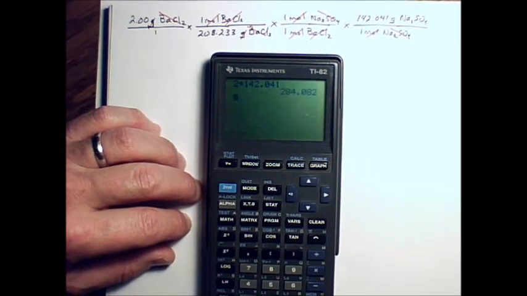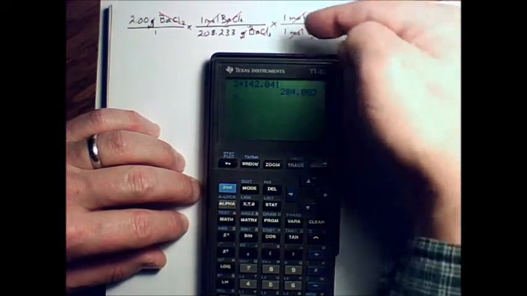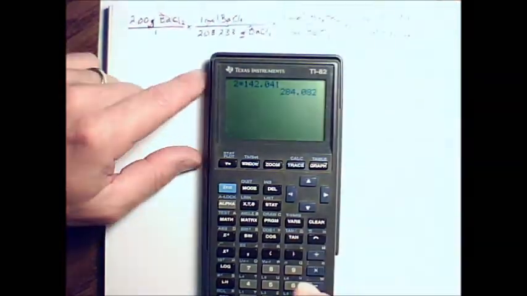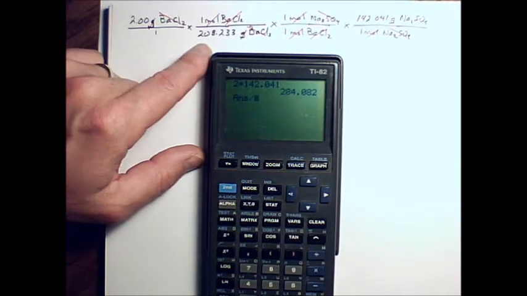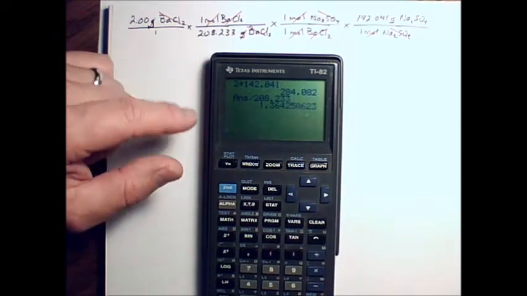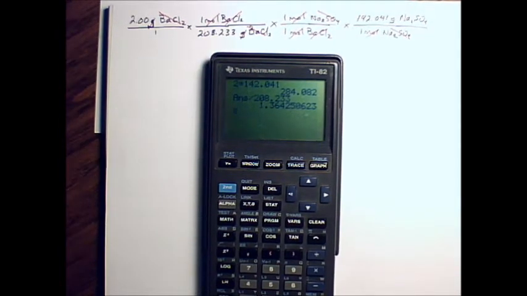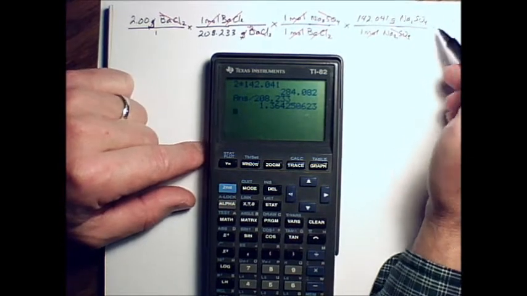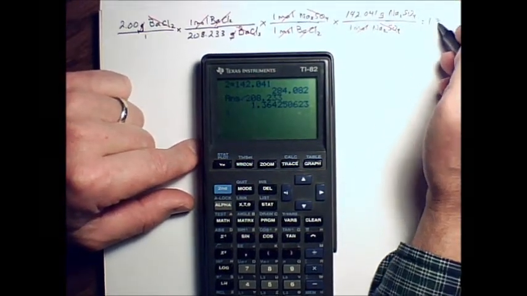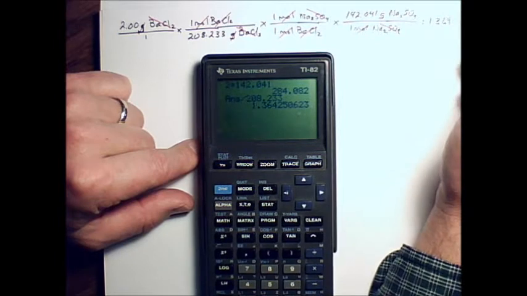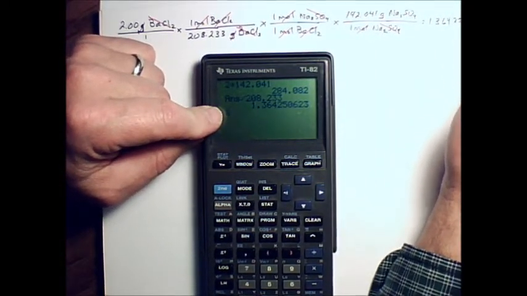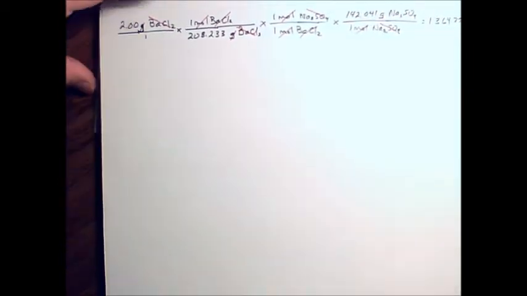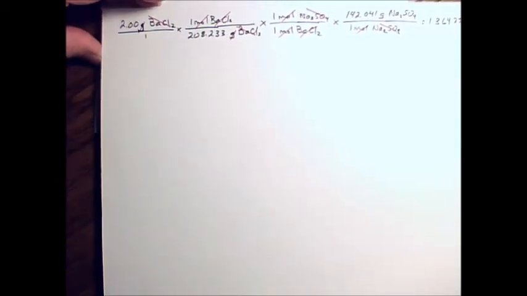142.041, and hit enter. And now I want to hit a separate operation. So I hit enter to go ahead and find that answer, and then separately hit divide by 208. Again, just like multiplication, we don't have to divide by ones because it gives us the same answer anyway. So the answer I get here is 1.364250623.